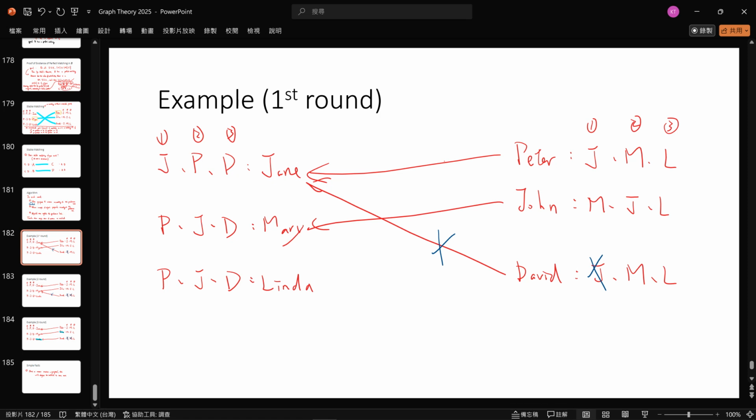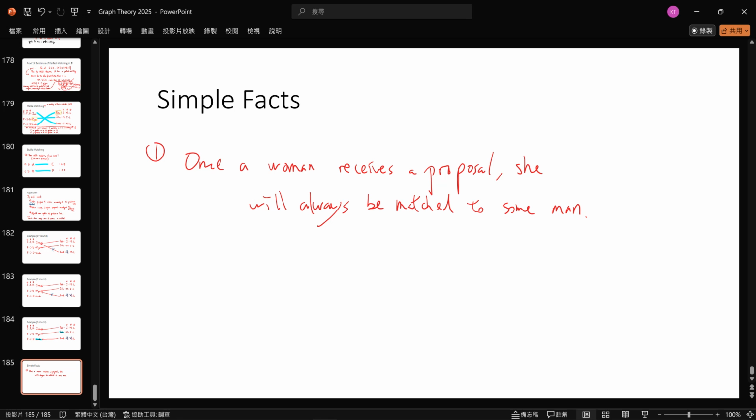That is also correct, but that is not the point that I try to make. Okay, so all I want to say is that from every woman's point of view, once the woman receives a proposal, she will always be matched to some man. But perhaps her partner will change in the future because the woman may receive a better proposal. But anyway, she will always be matched to some man. That is the point that I try to make here.